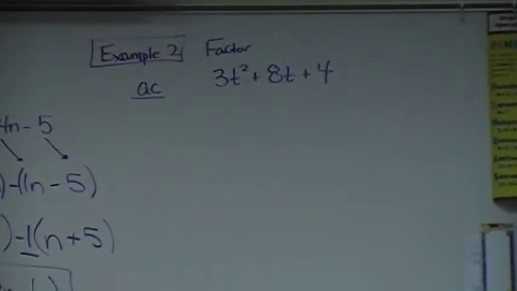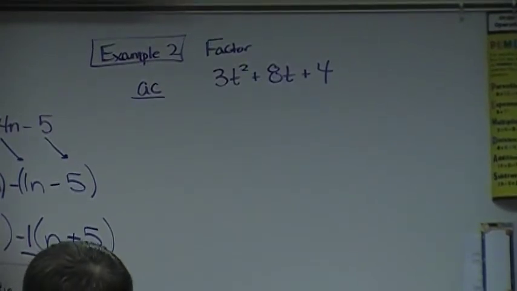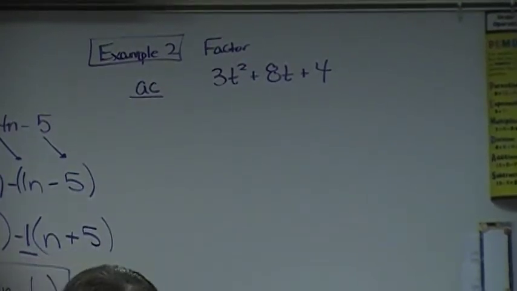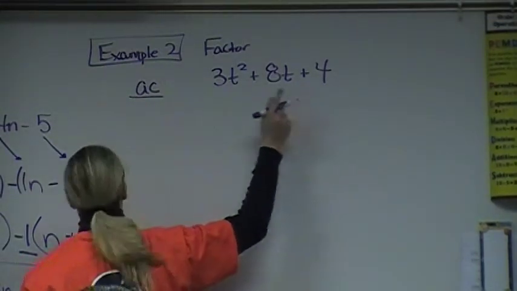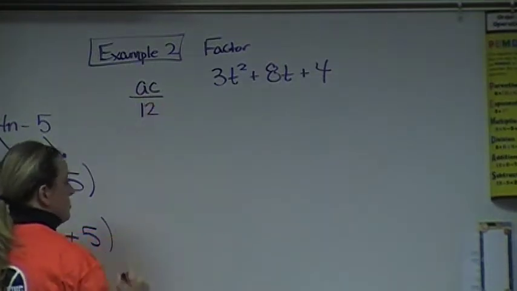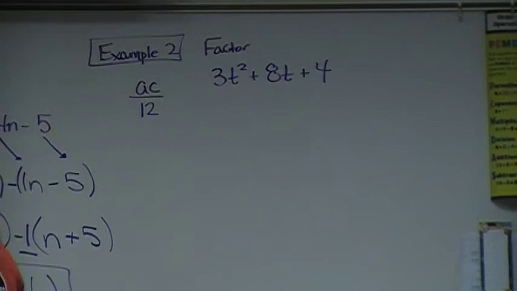What A and C is. Look at this, this is kind of our thing to follow. Whatever's in front of the x squared term, or t squared term in this case, is my A. What's my A? 3. What's my C? 4. So multiply 3 times 4 for me. What do you get? 12. So that's what AC is. Okay, it's 12. You have to come up with factors of 12 whose sum is 8.